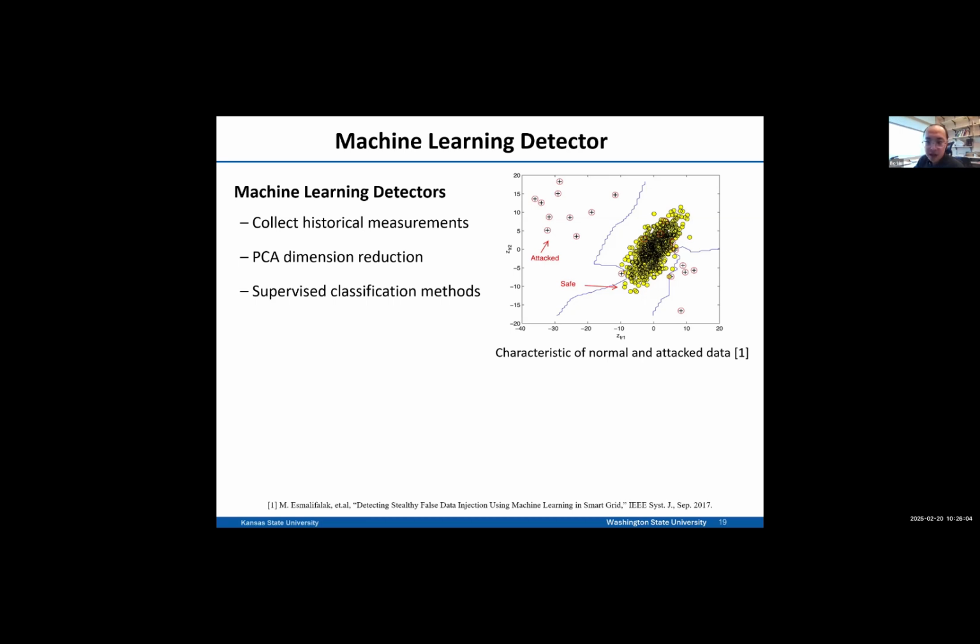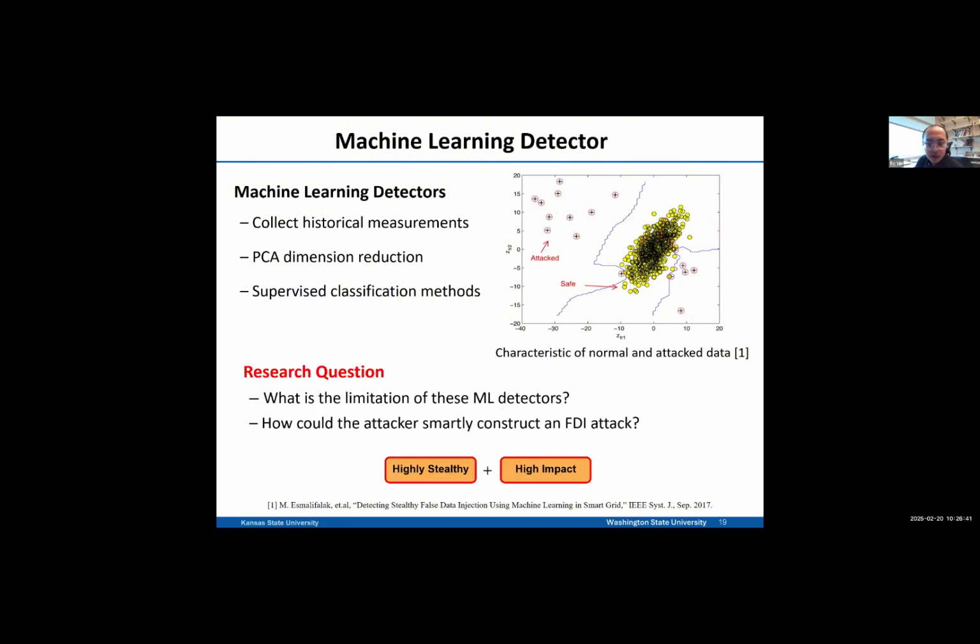Thus, the defender can conduct PCA first to project high-dimensional data into a 2D space. It is seen in this figure that the normal data forms a cluster while the attacks are located outside the cluster as outliers. In this case, these attacks can be detected by classic supervised classification methods such as support vector machine, logistic regression, and multi-layer perceptron.